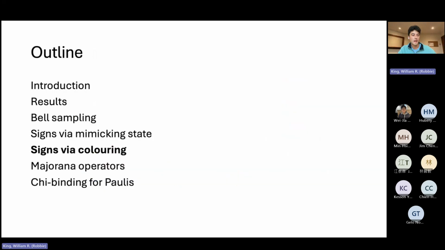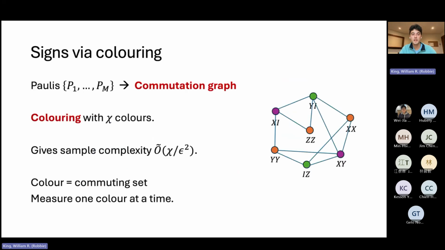Okay, so how are we going to perform that task? Well, we use a different idea. So this mimicking a state idea is nice, but we'd like something that's more computationally efficient. Okay, so the key insight is that we can use coloring.